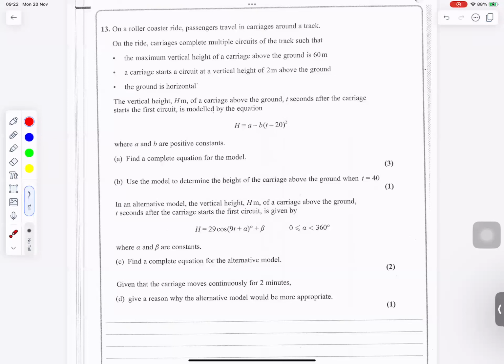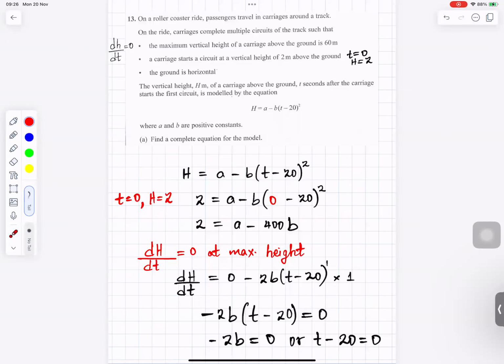Question number 13. So it says, find a complete equation for the model. So we've got the equation there. What do we need to find? We need to find what A is, and we need to find what B is. So when time is 0, h is 2. So we put time is 0, put h is 2, and we solve it, we'll get 2 is equal to A minus 400B.